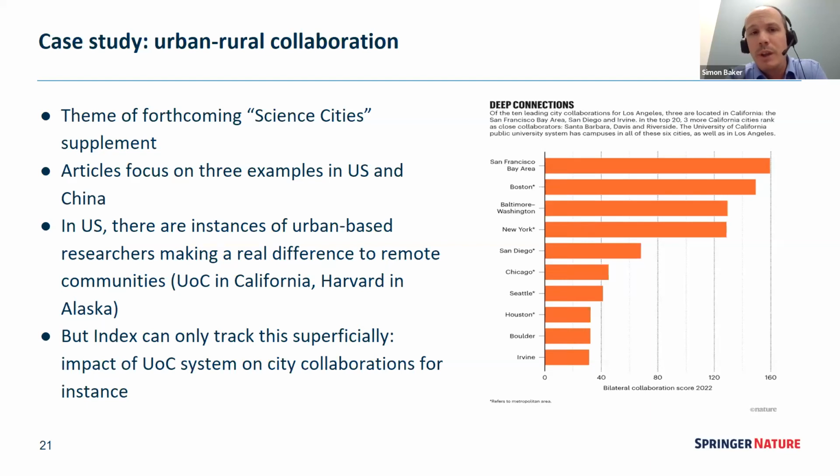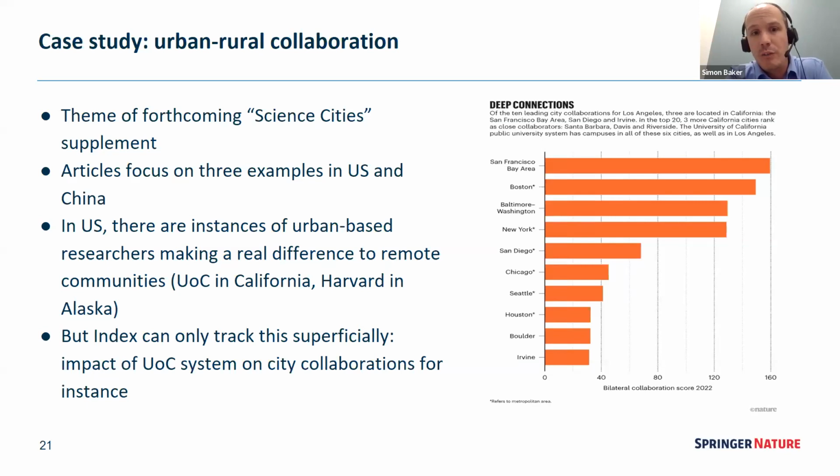But we commissioned some journalists to look at some specific projects for this supplement that show just how rich that collaboration is. So in the US, we looked at a couple of particular projects. We've looked at what the University of California system is doing in terms of rural collaboration. There was a very interesting project involving some researchers at Berkeley that have been working in a rural town called Allensworth, where there's a problem with arsenic contamination in the water, and they've been using a water filtration system they've been developing to try and improve the water there.